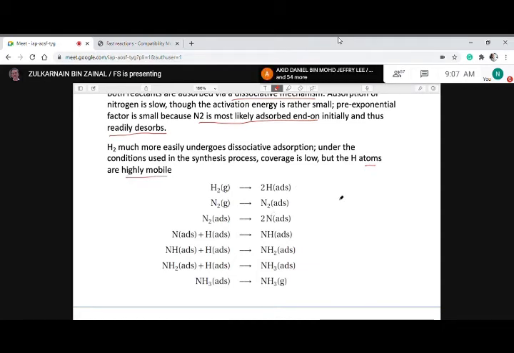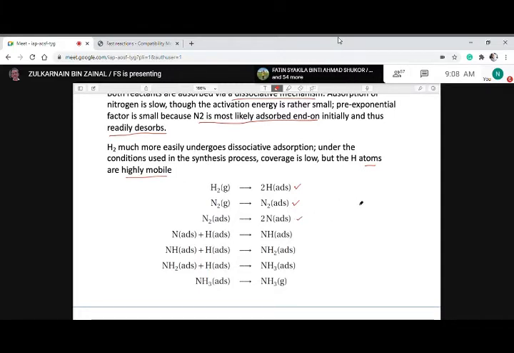Okay, so you can see the mechanism. Hydrogen is absorbed on the surface, and at the same time dissociates to hydrogen atoms. Okay, and nitrogen is strongly absorbed on the surface and does not easily dissociate into atoms.